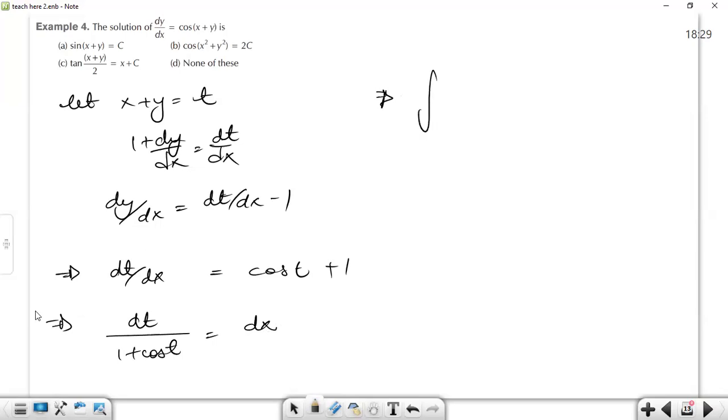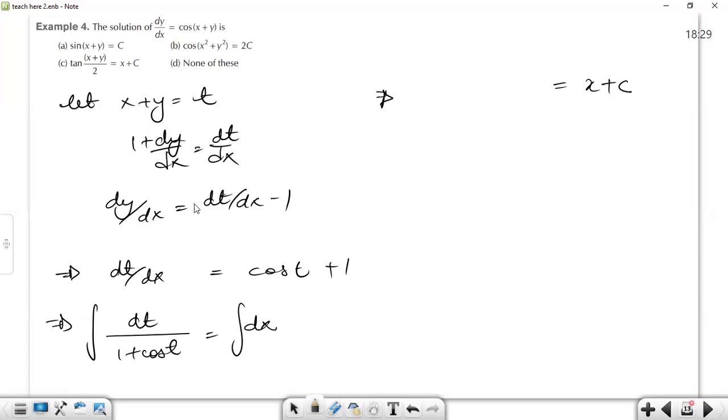Okay, integration of this and this. Integration of the right hand side is very simple. This will simply become x plus c. Now when it comes to this term, let's think for some solution. dt over 1 plus cos t.